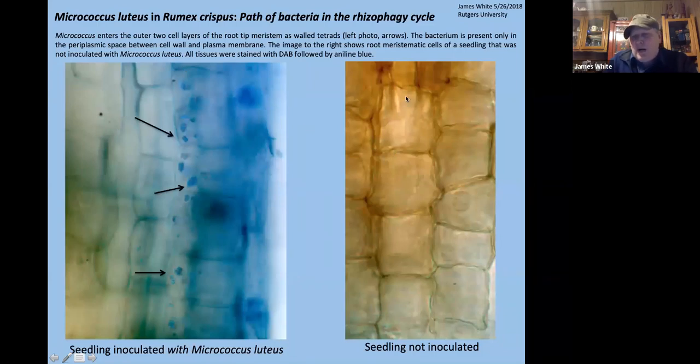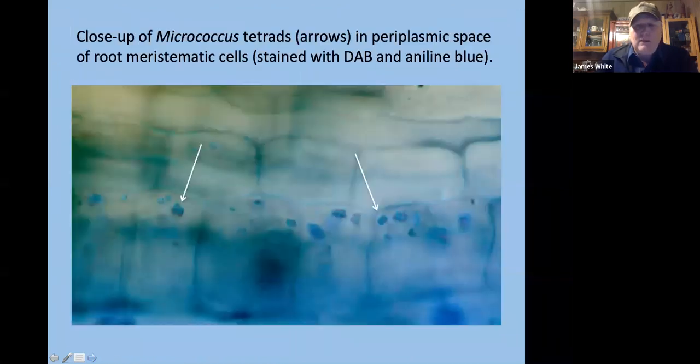This one to the right is around the meristem in an area on a root or a seed that we did not put this Micrococcus back on. And so we see no tetrads here. That was our essentially non-inoculated control. This is a close-up of that, just so you can see the tetrads inside. They're inside the cells, right around that meristem zone.